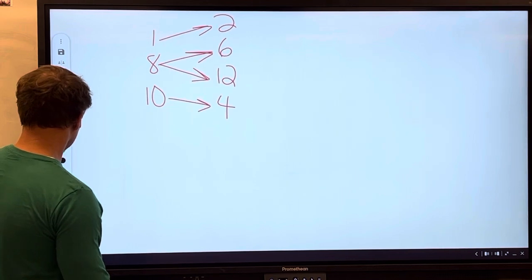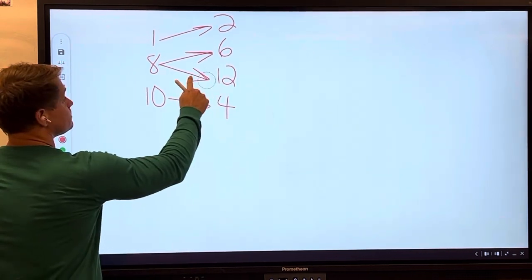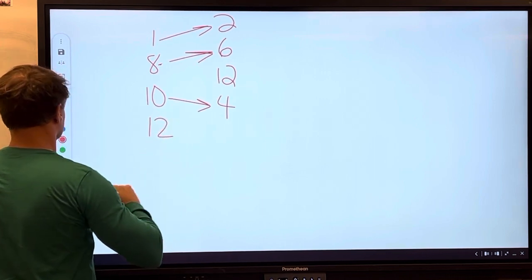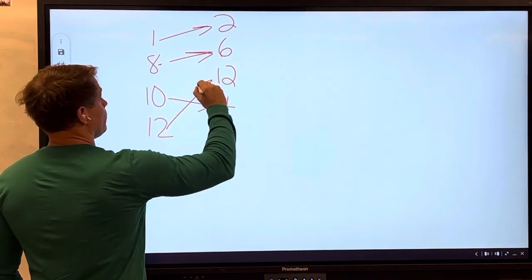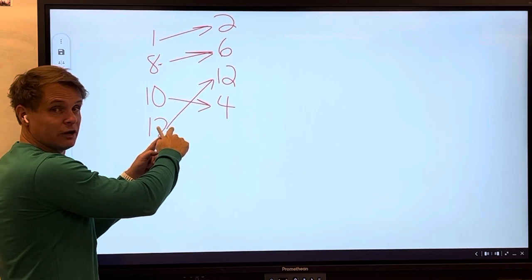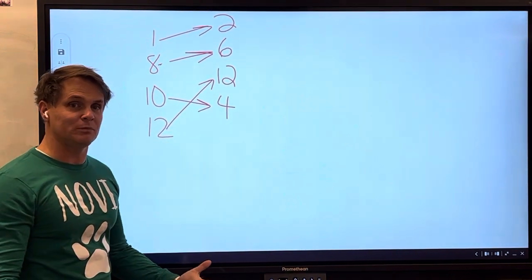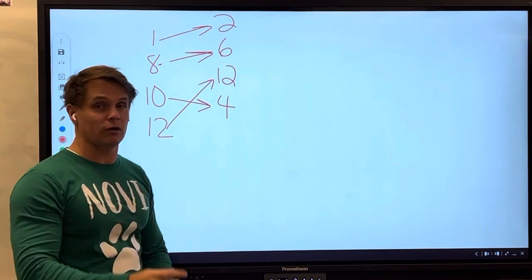Now if I were to change it so it looked like this, and I were to share this x value here, 12, with this y value, 12, then it would become a function because all the x values are only listed one time.